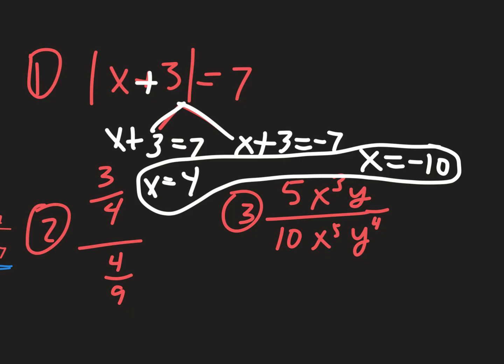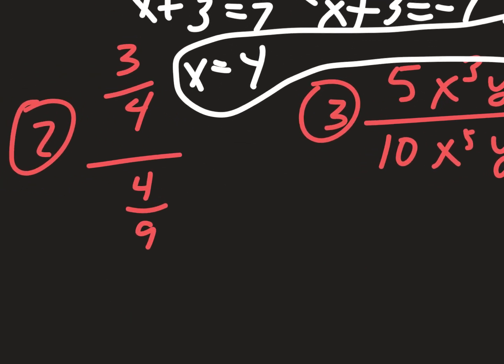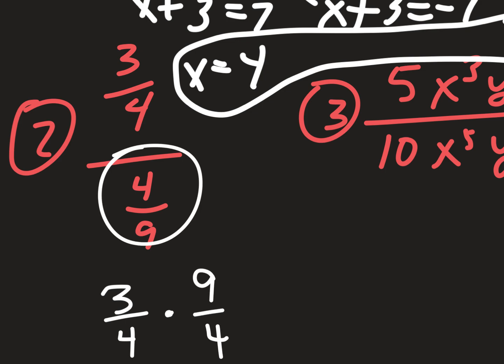So, on to number 2. The algebra basic of dividing fractions is really 3/4 times 9/4. Notice I flipped this over. Now it's just 27 over 16, and that's it. I'm done. You don't have to make it into a mixed number.